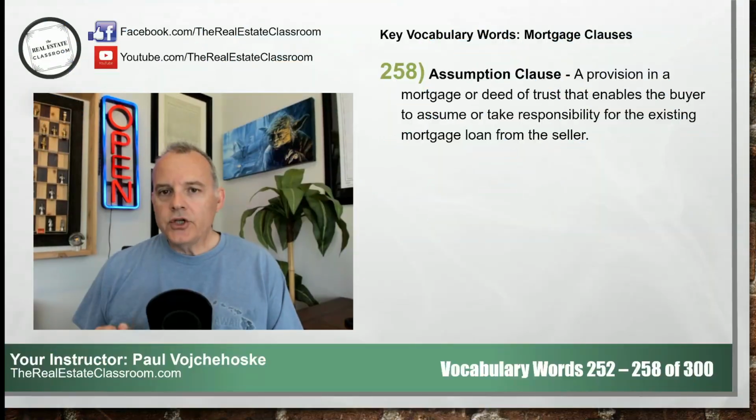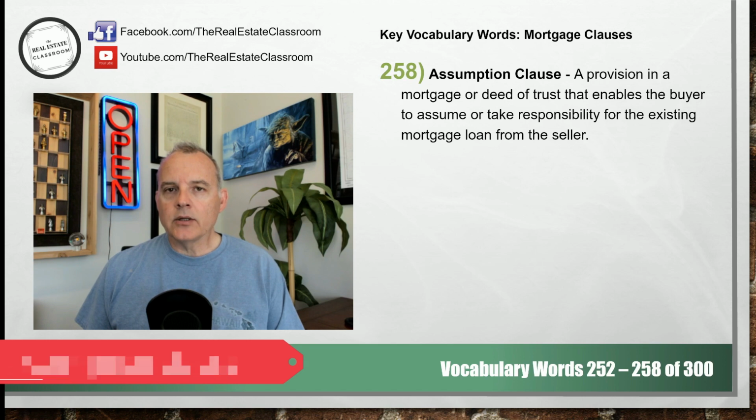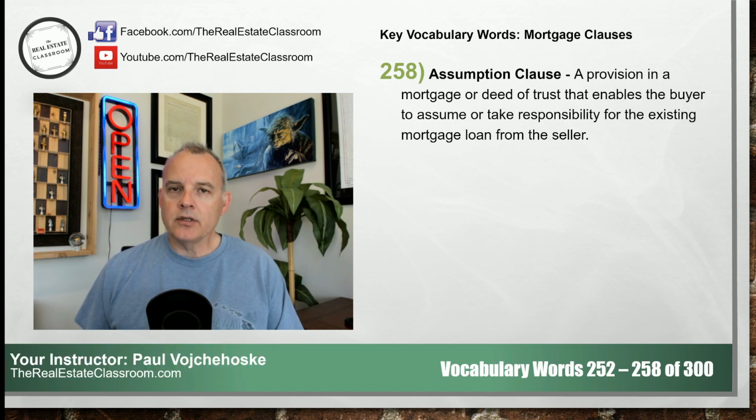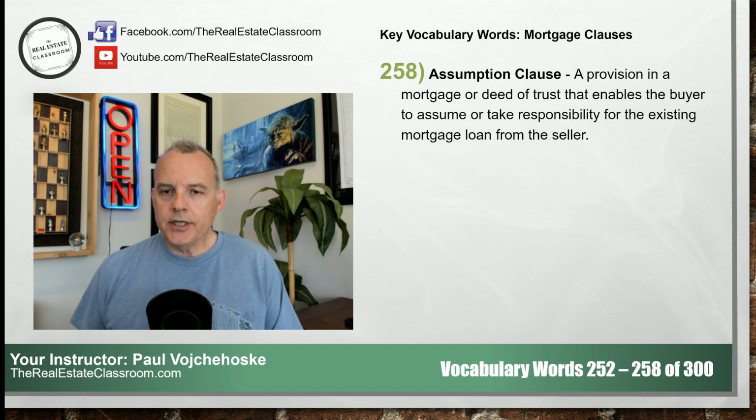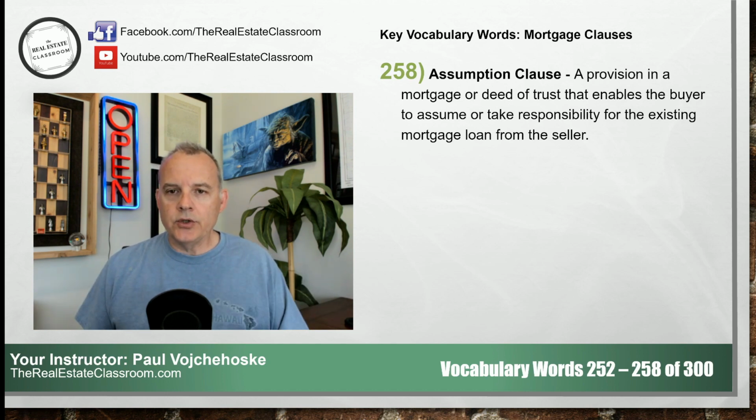One other thing, number 258, an assumption clause. All of your government-backed loans, such as Veterans Affairs loans, Federal Housing Administration loans, U.S. Department of Agriculture loans, etc., are assumable loans. An assumption clause is a provision in a mortgage or a deed of trust that allows a buyer to assume or take responsibility for an existing loan that the seller has.